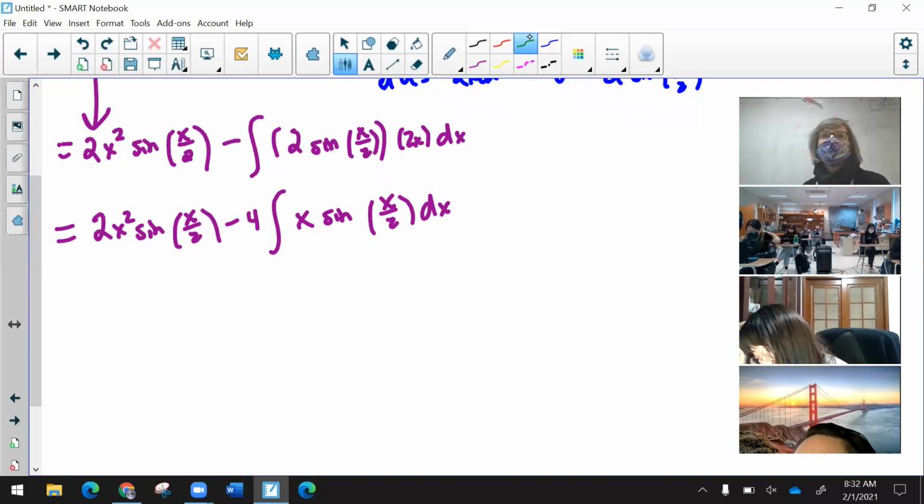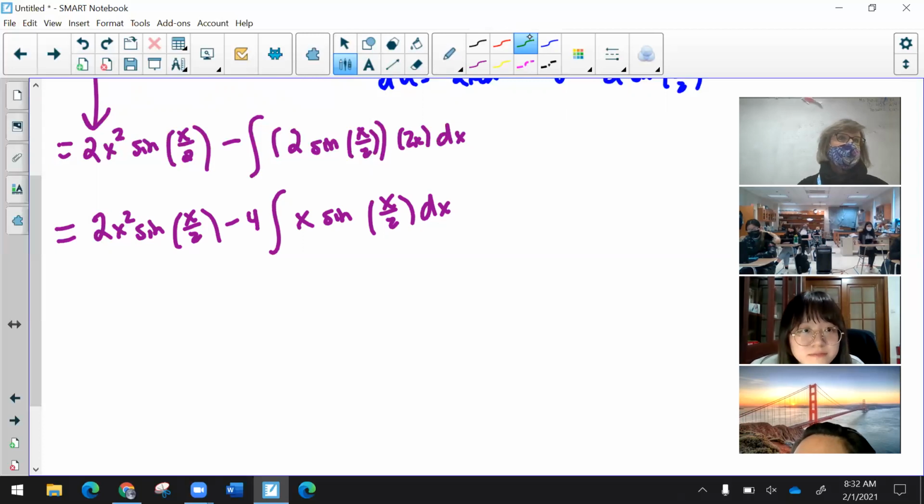Okay? So again, we've come to an integral. Can I solve it by inspection? No. Can I use a u substitution? No. So what do I have left?